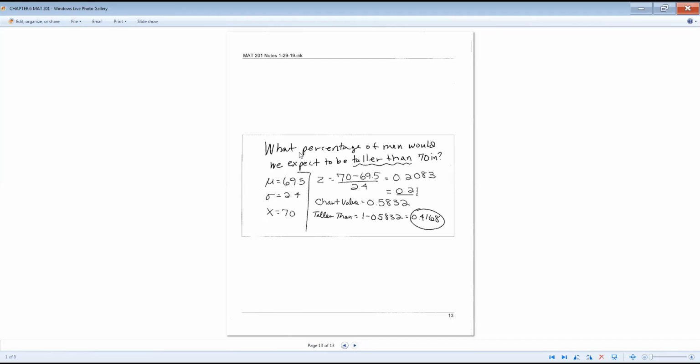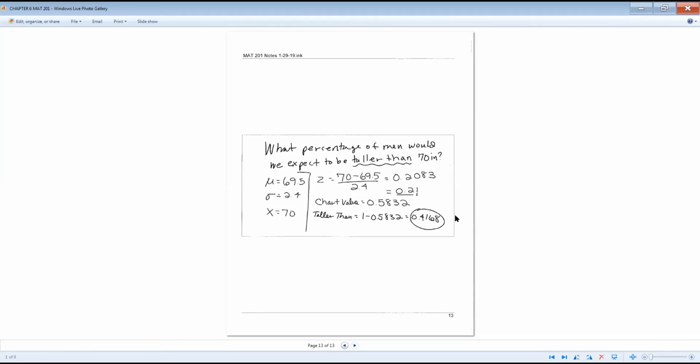Next one, what percentage of men would we expect to be taller than 70 inches? So once again, standard deviation 2.4 with the mean of 69.5. Our data value in question is 70 inches. We want to know about someone being taller than that. 70 minus 69.5 over 2.4 would be the z-score calculation. That gives us 0.2083. Don't forget, when we calculate our z-scores, we go to 2 decimal places, so that's 0.21.